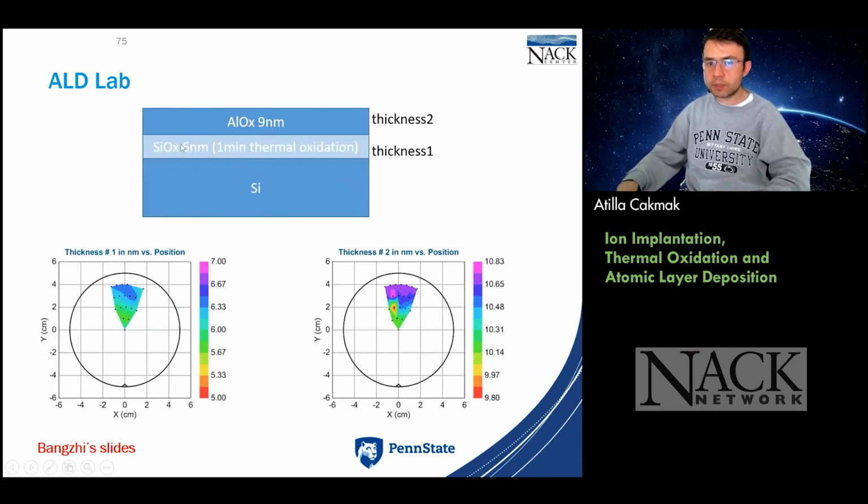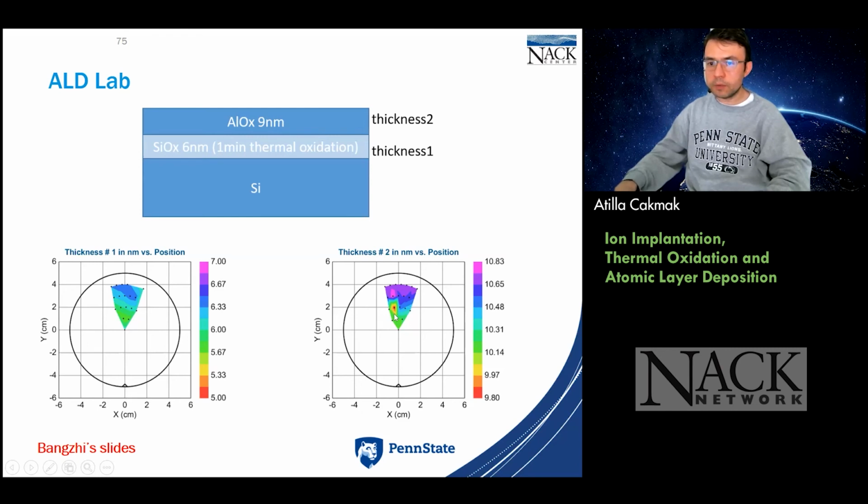Now here we just grew over 6 nanometer of silicon dioxide. We have tried to attain a 9 nanometer of aluminum oxide. So this is the initial 1 nanometer, 1 minute thermal oxidation, 6 nanometers, supposedly 6 nanometer, but look at it. It's in the range of 5 to 7, right? It's not uniform. So this is the bad thing about the thermal oxidation. It's not uniform at all.